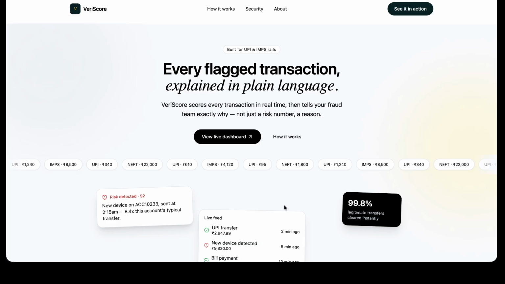VeriScore is a real-time fraud detection system designed specifically for Indian banking rails: UPI, IMPS, and NEFT. The problem we are solving: most banks today use a rule-based fraud system that generates too many false positives. Legitimate transactions get blocked, fraud analysts are overwhelmed, and when a transaction is flagged, nobody gets told why. VeriScore fixes that. Every flag comes with a reason.